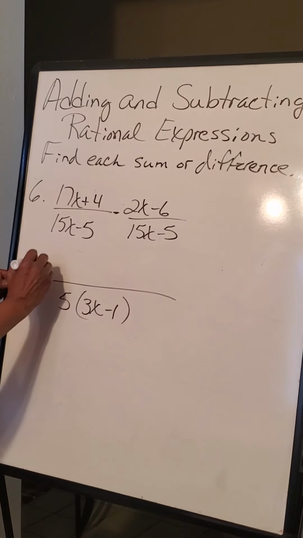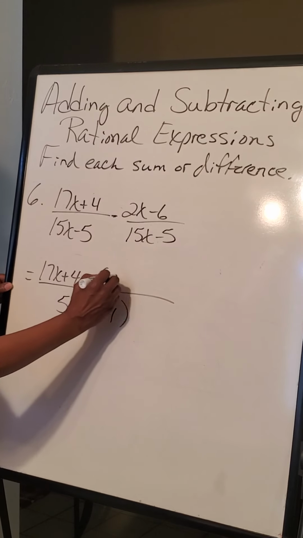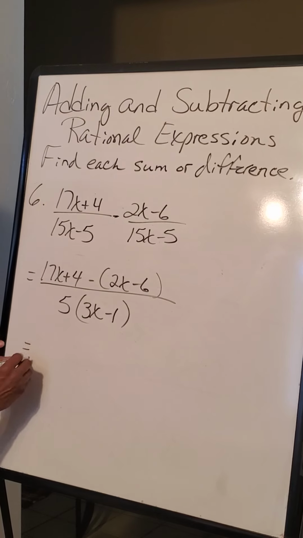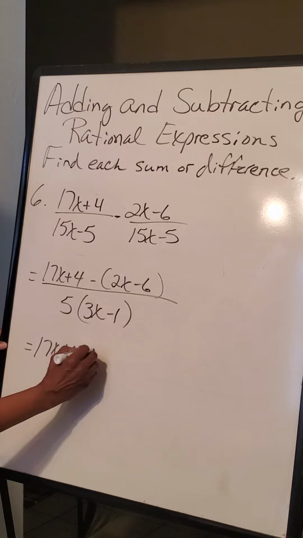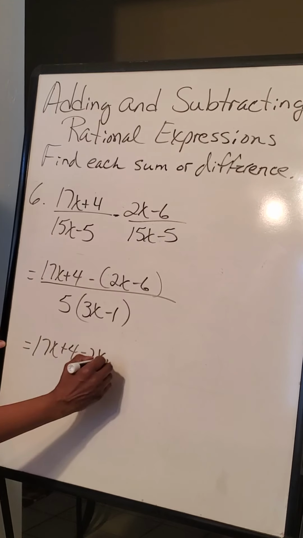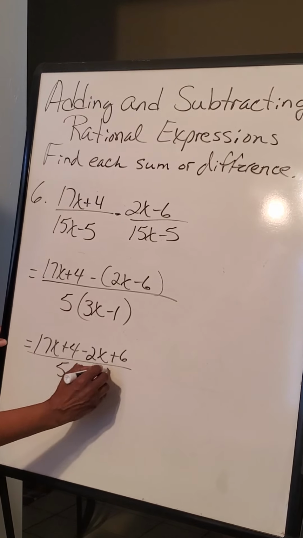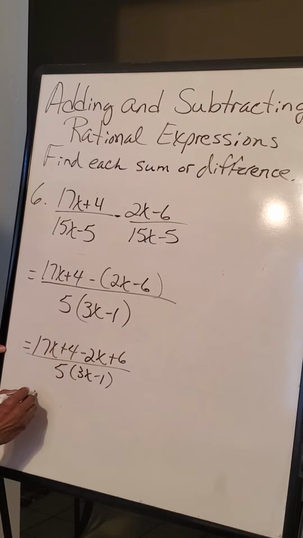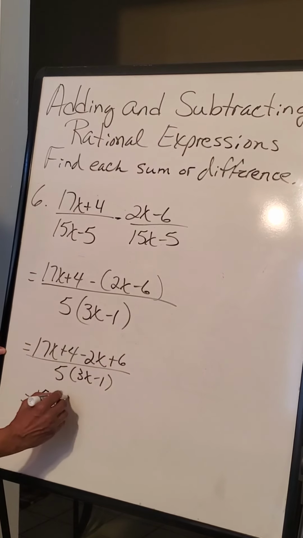In my numerator, I have 17x plus 4 minus this expression, and again, I'm going to write it in that form so we won't mess up. So I get 17x plus 4. The opposite of 2x is a negative 2x. The opposite of a negative 6 is a positive 6. As I simplify, 17x minus 2x gives me 15x. 4 plus 6 gives me 10.